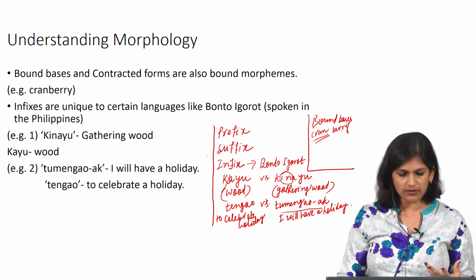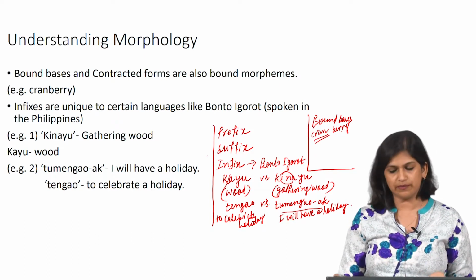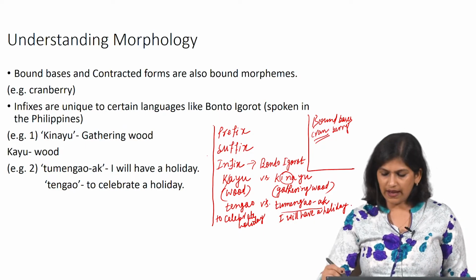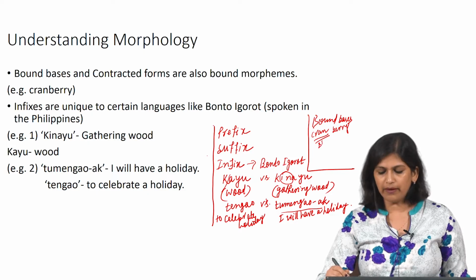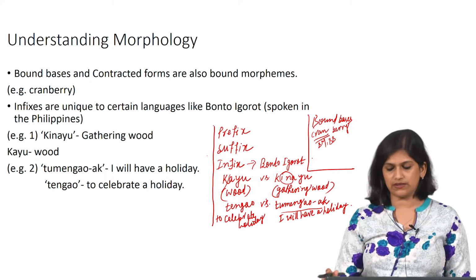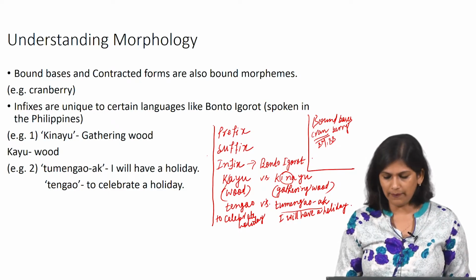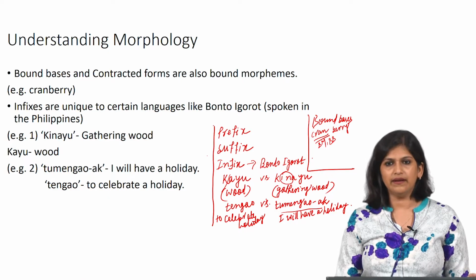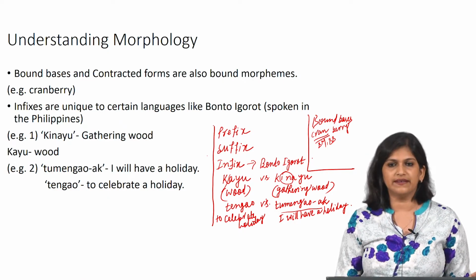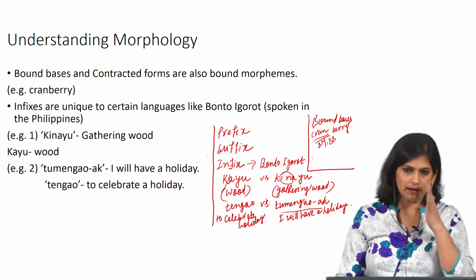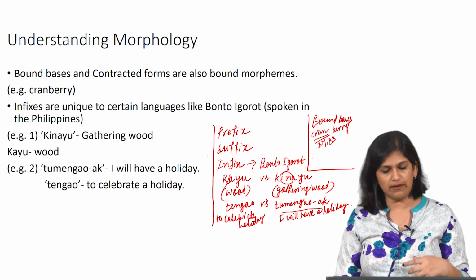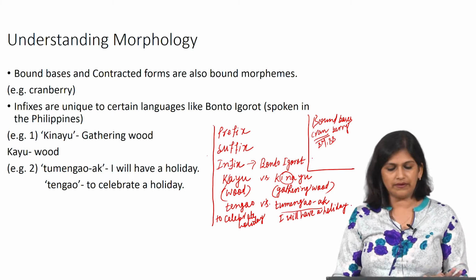So, these are also bound morphemes. Berry is a free morpheme and cran is a bound morpheme. Cran is not only a bound morpheme, it is also a bound base, so I am writing BM, BB. When you look at cranberry, you realize that this is a different kind of word because of its bound base nature. Since it is a bound base, it is also a bound morpheme. Then the other one I have already discussed.